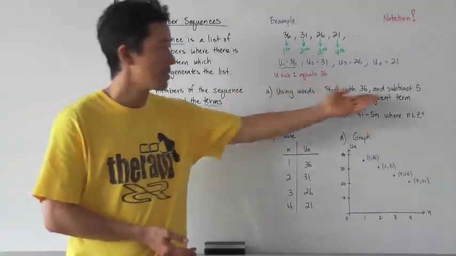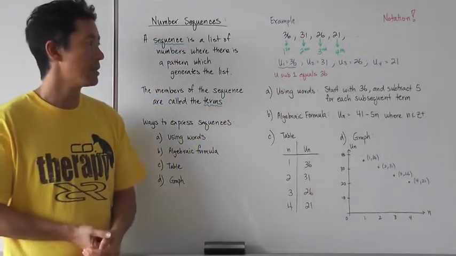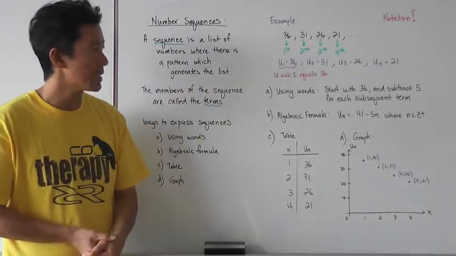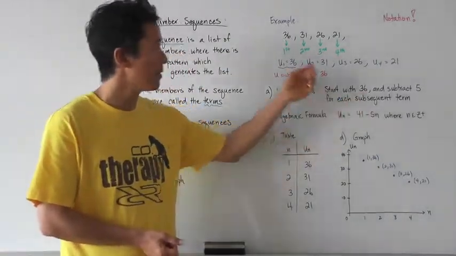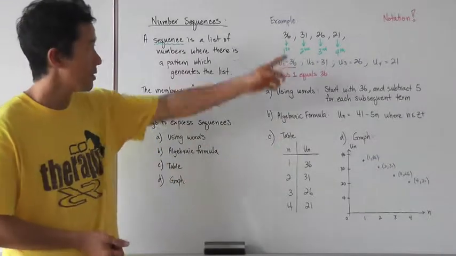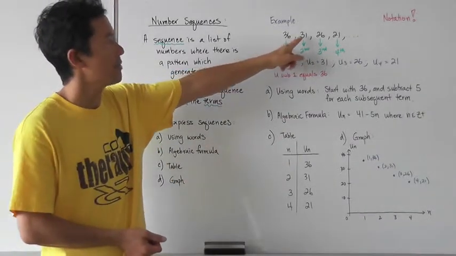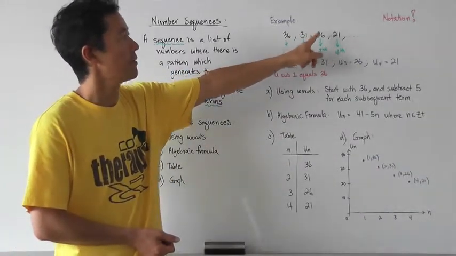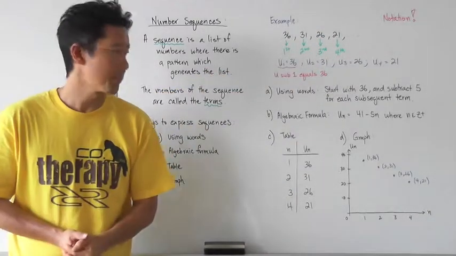So what we could basically start off with is say, well, this sequence starts with 36, and then we subtract 5 for each subsequent term. So if I start off with 36, I subtract 5, I get 31. If I subtract 5, I get 26, etc., etc.